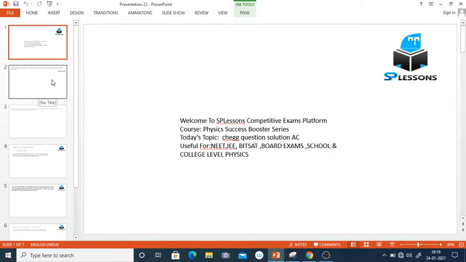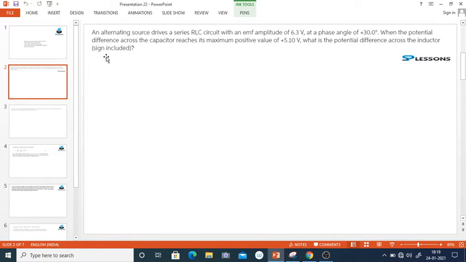So, we can start. The first question is that an alternating source drives a series LCR circuit with an EMF amplitude of 6.3 volt at a phase angle of 30 degree. When the potential difference across the capacitor reaches its maximum value, it is 5.10 volt. What is the potential difference across the inductor with sign? So it's a basic question of alternating current which included LCR circuit.